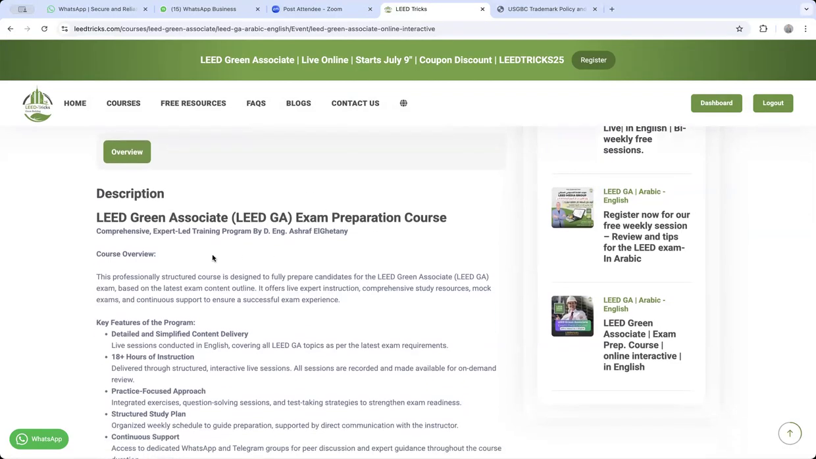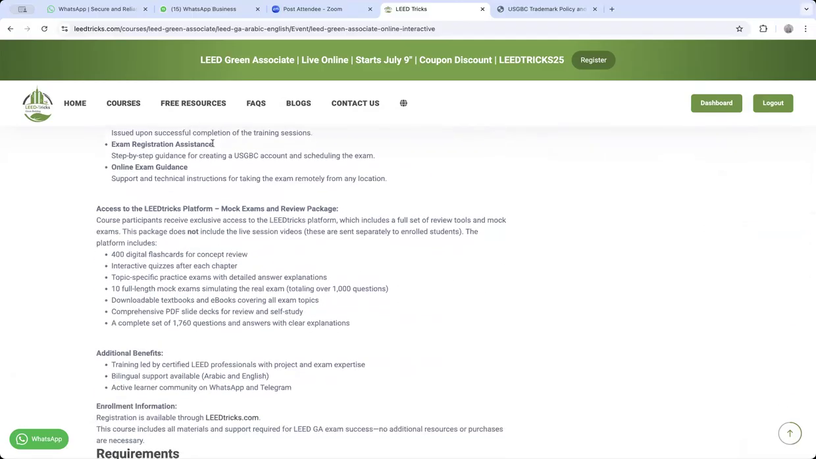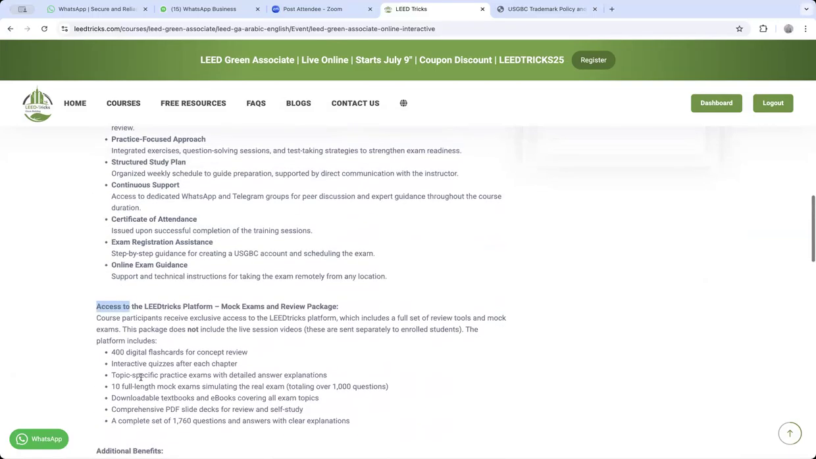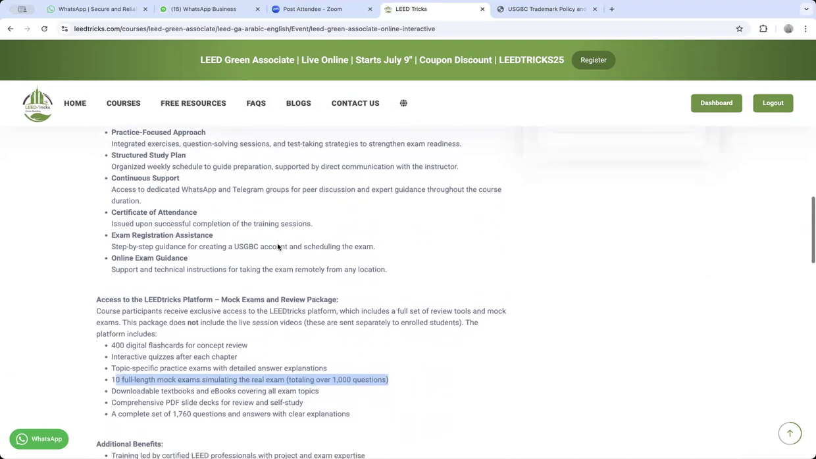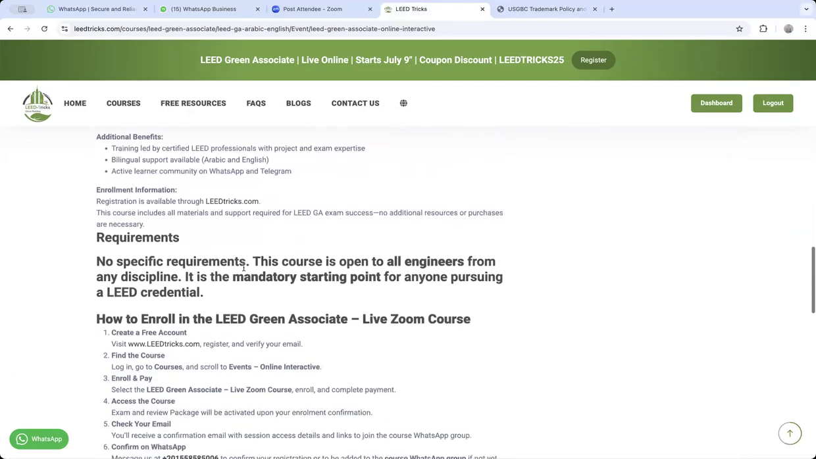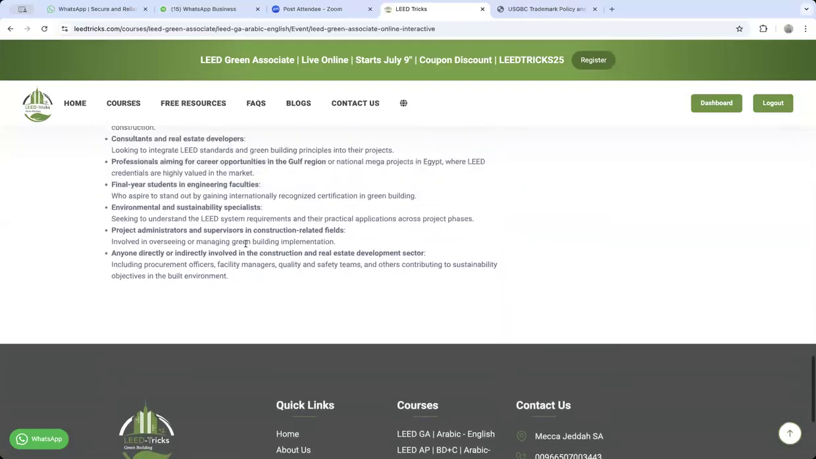These are the course features, what you will get in the course. You actually get the full exam simulation package. I think 1,000 questions here, 10 full mock exams, the 1,000 questions like the ones we're answering now, divided by chapters and by simulation, and all the strategies, certification and certificates of attendance. This is all what you will learn.